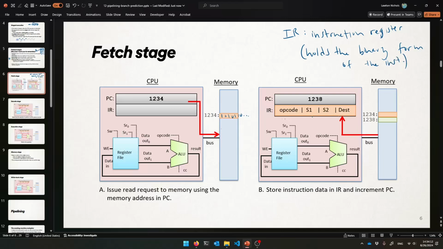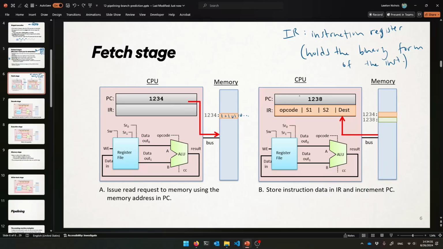So yeah, the first step is to go to memory, get the value, and shove it here in IR, and then here it is, ready to go. It's still in binary format though. The book has just drawn it in a pretty way. So it stores it in IR, and it also increments PC to get ready to read the next instruction later.